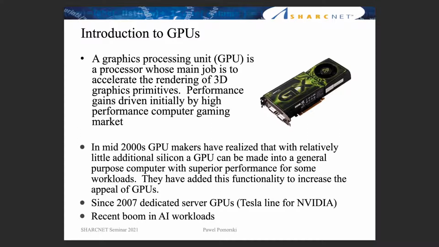In particular, since 2007, we even have server quality GPUs, which are not used for graphics at all. They sit inside servers and clusters, and they just crunch numbers. And recently, it has been found that GPUs are excellent at deep learning AI workloads, and they have become even more popular since.